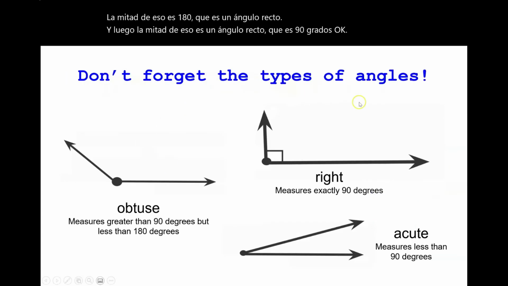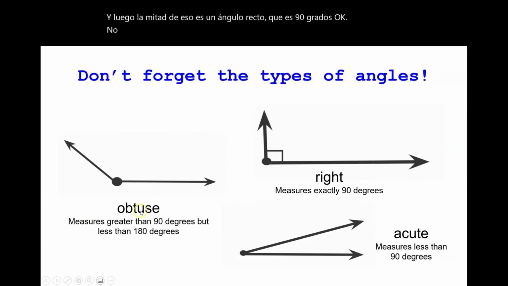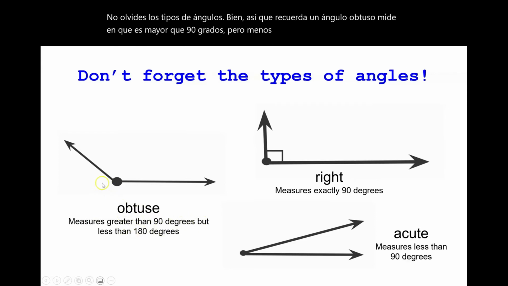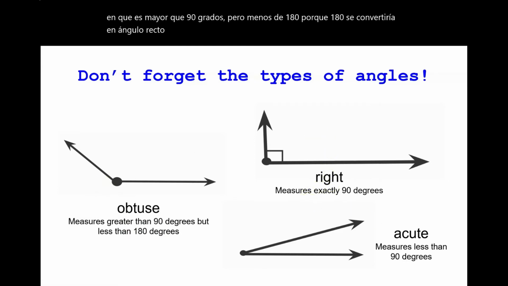Don't forget the types of angles, okay? So remember, an obtuse angle measures greater than 90 degrees but less than 180, because 180 will turn into a straight angle. We have a right angle that measures exactly 90 degrees. Then we have an acute angle that measures less than 90 degrees, okay?